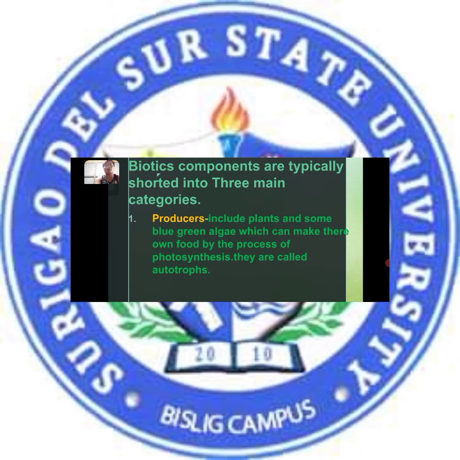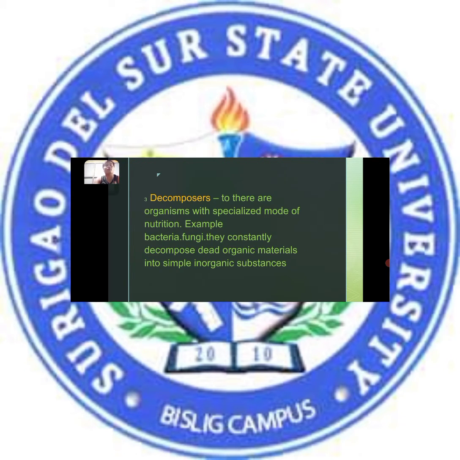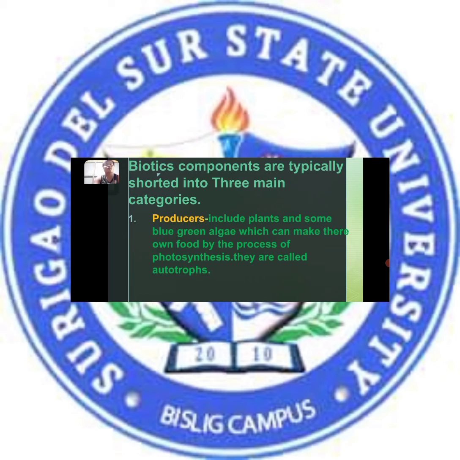So, biotic components are typically sorted into three main categories. Number one, producers. Number two, consumers. Number three, decomposers. So let us start with producers. Producers include plants and some blue-green algae which can make their own food by the process of photosynthesis. They are called autotrophs.